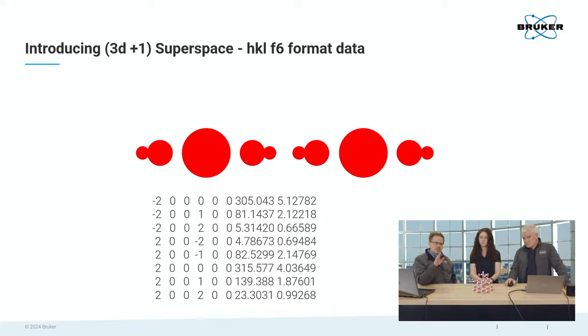Okay, so we have HKL, that's the position of the main reflection, and then the last three tell you if it's a satellite relative to that main one, and its positioning in the reciprocal space. And then there's the intensity, and sigma.